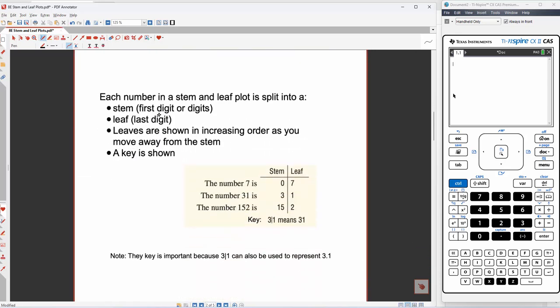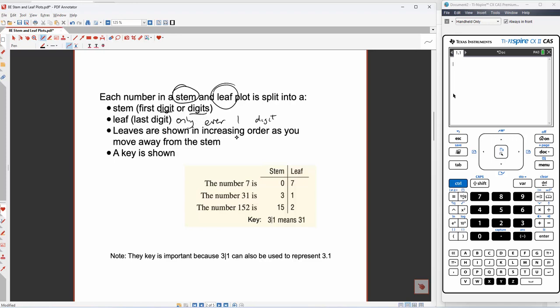So the way it works is you split a number into what we call a stem and a leaf, and the leaves come out of the stem, a bit like a tree, I suppose. And we split it by the first digit or digits. So the stem can have more than one digit, okay? It can have 2 digits, 3 digits, 10 digits, 15 digits. The leaf is the last digit, so the leaf is only ever 1 digit. You can never have a leaf that is 2 digits long.